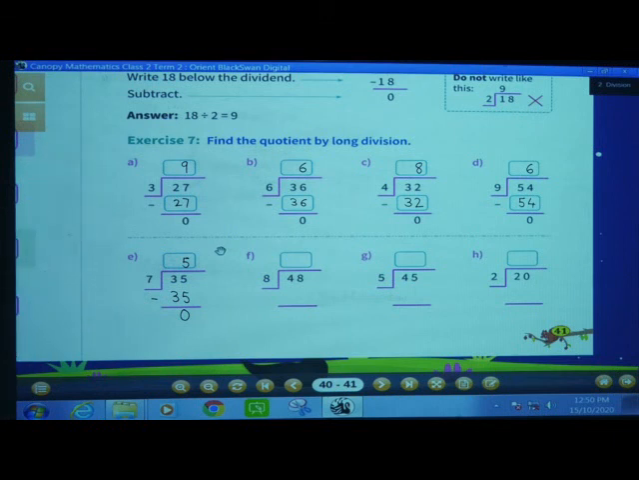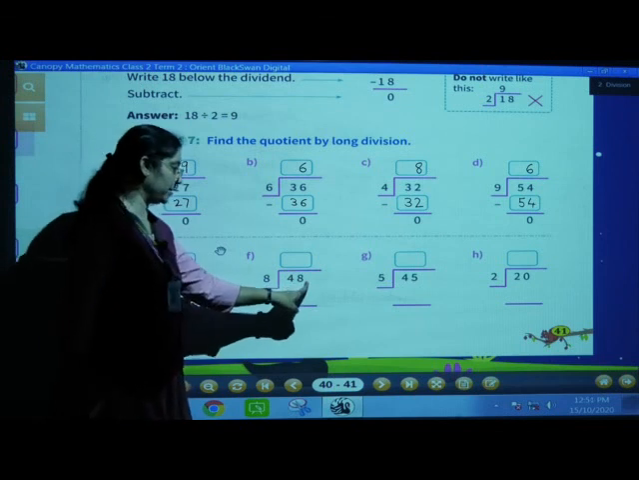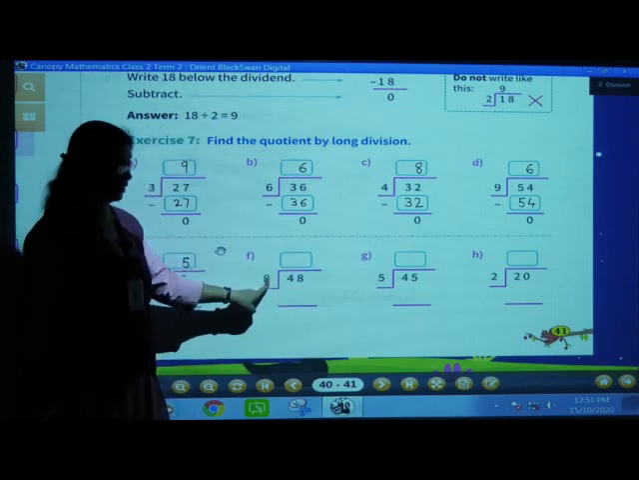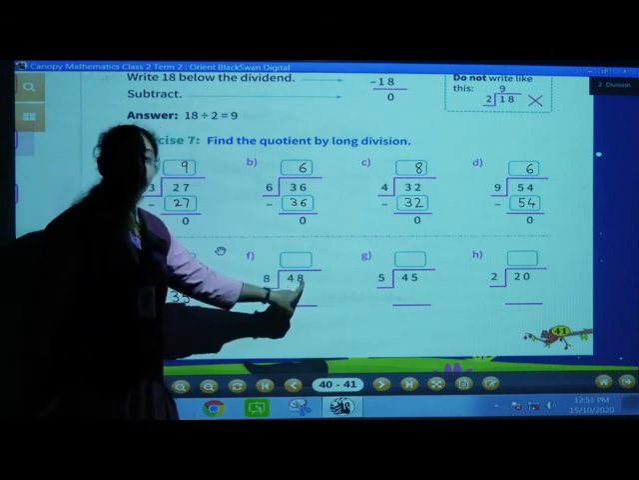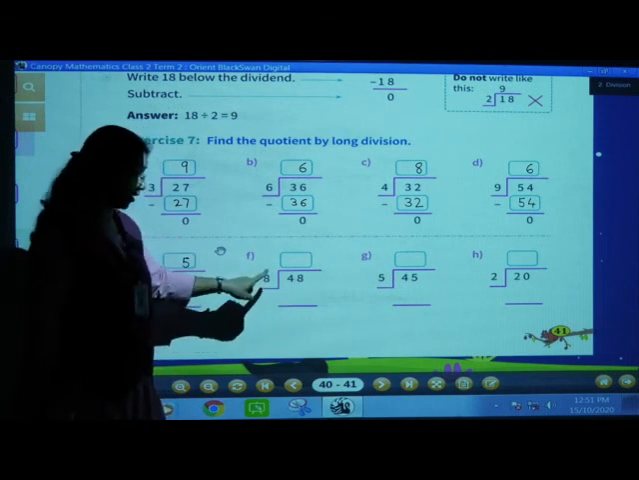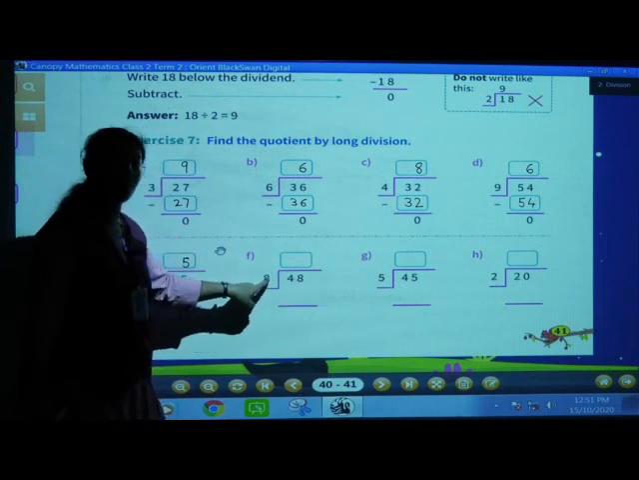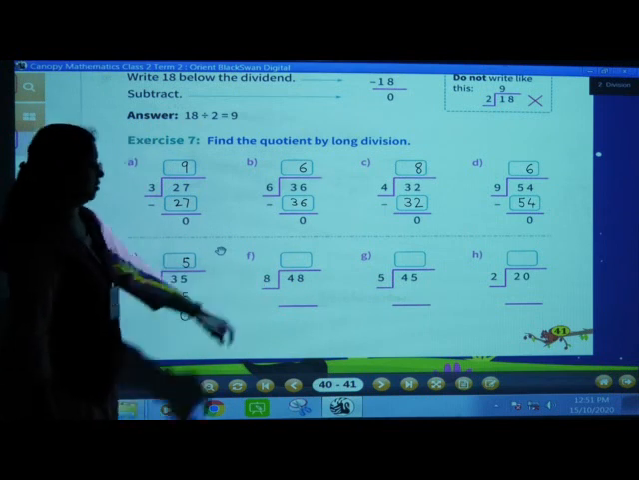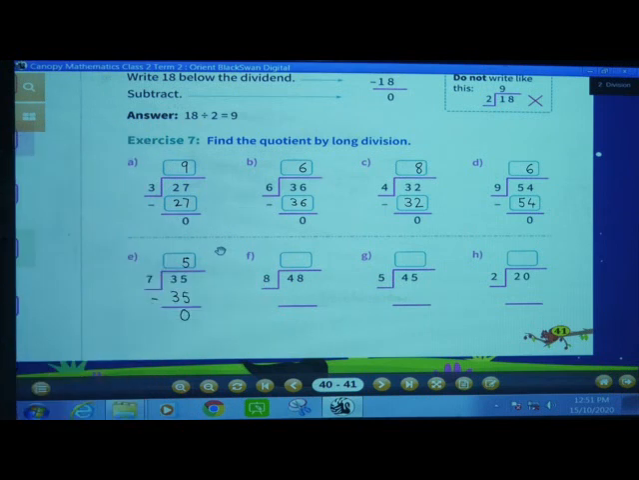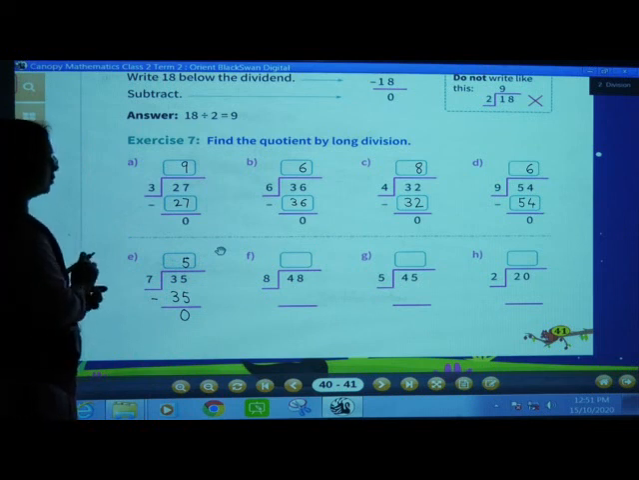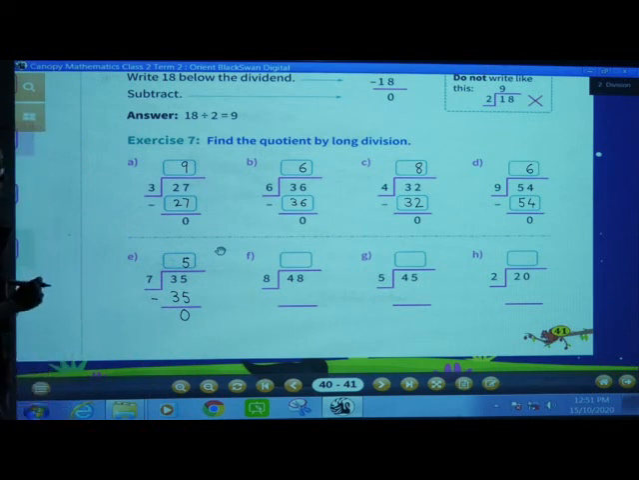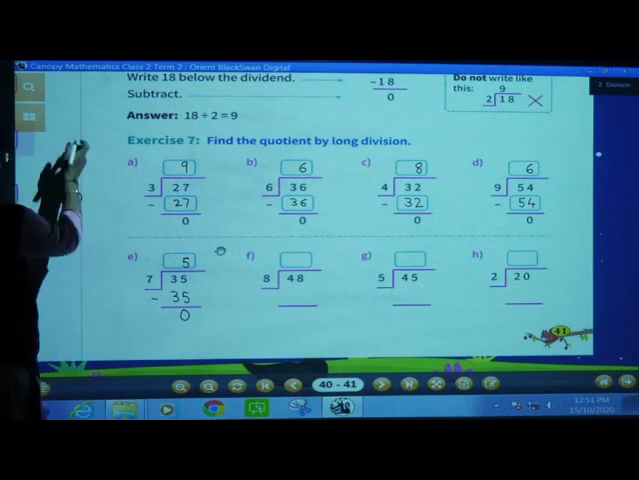48 divided by 8. 48 divided by 8 means 48 is the dividend. And what do we call this 8? 8 is the divisor. Okay. Then we have to write table of 8 till we reach 48. Okay. Shall I write here?